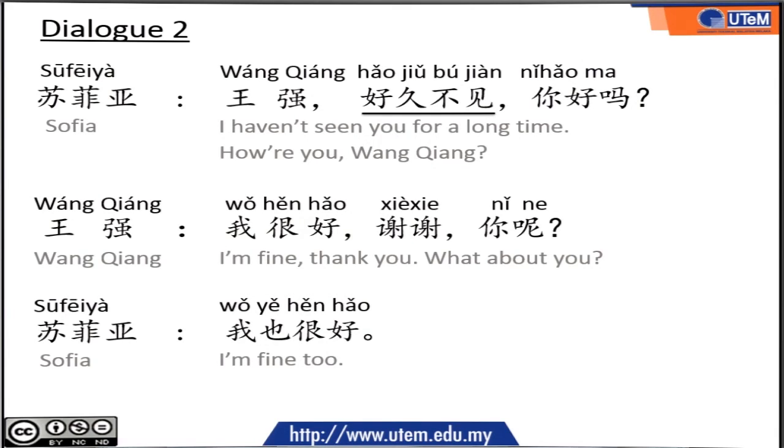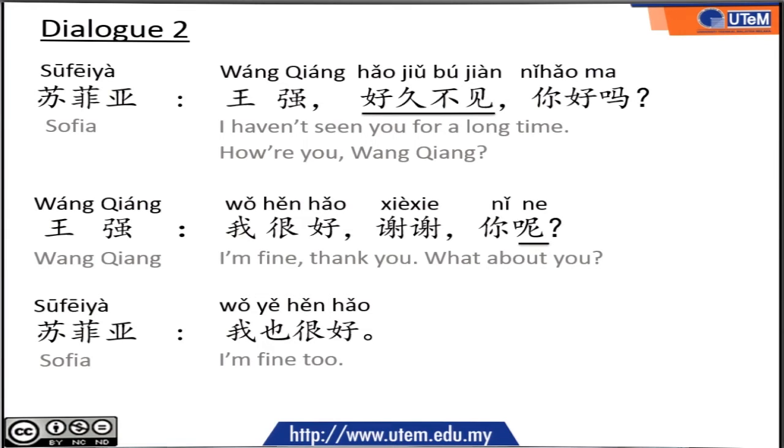好久不见 literally means long time no see. It is the expression that is used between old friends. Usually, these phrases are followed with a question like, How are you? While responding to how are you, you would often say, I'm good, thank you, what about you? As what Wang Qiang said in the conversation, 我很好,谢谢,你呢? 呢 is also a question particle.